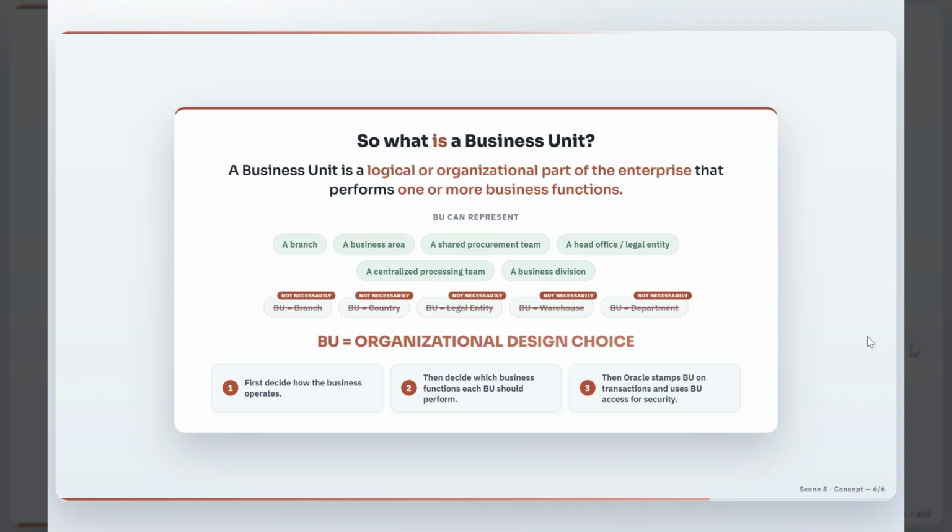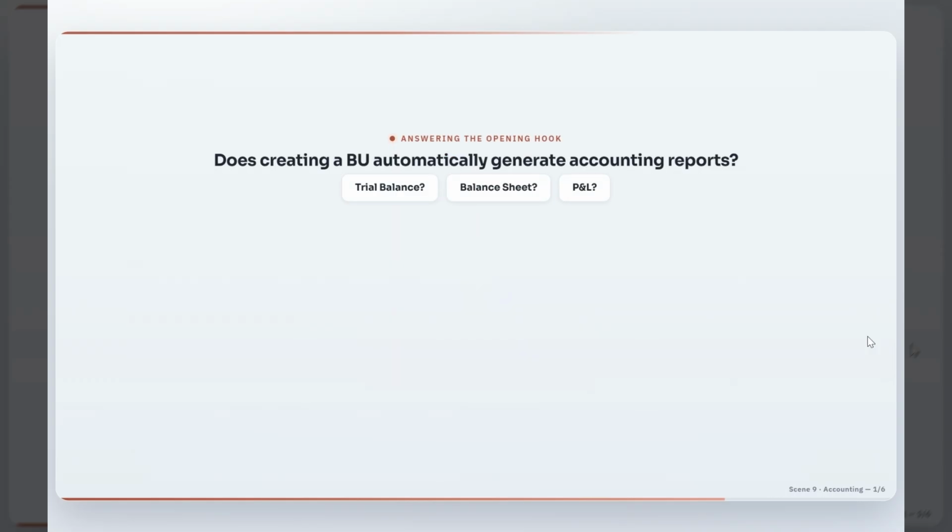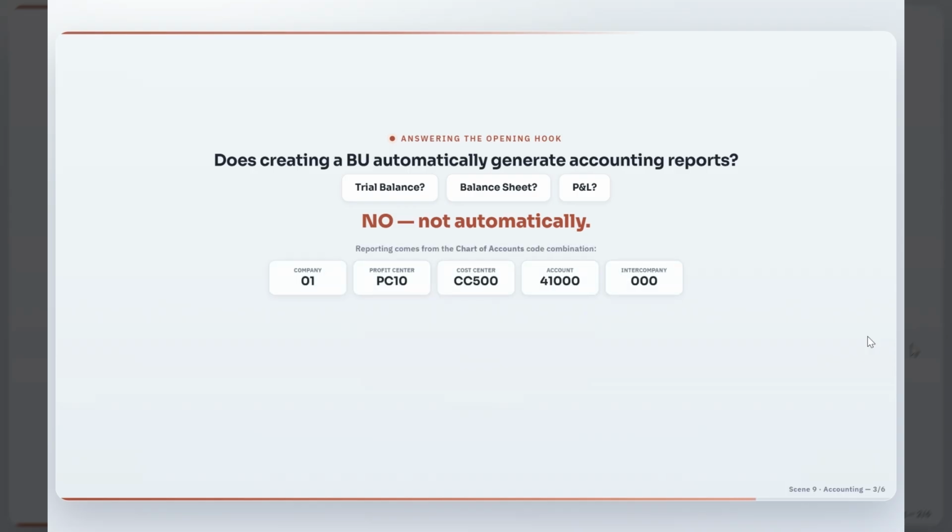Now let us return to the opening accounting question. Does creating a BU automatically generate a trial balance, balance sheet, or profit and loss statement? No, not automatically. Accounting reports are generated from the chart of accounts code combination. For example, the account combination may contain company O1, profit center PC10, cost center CC500, account 41000, and intercompany 000.